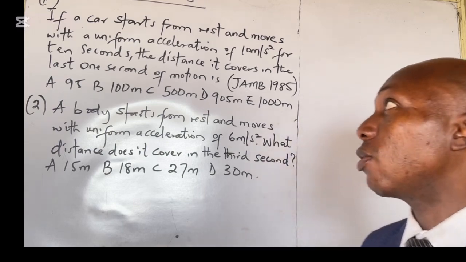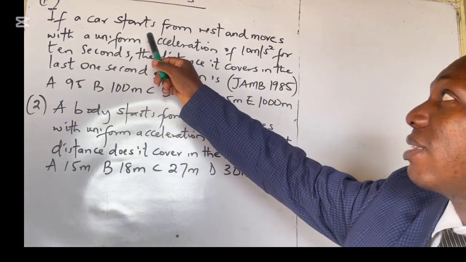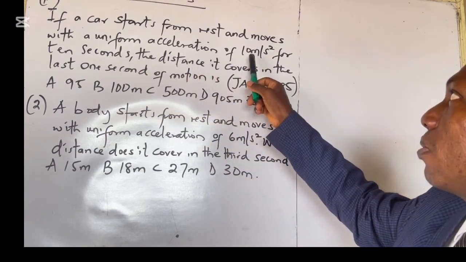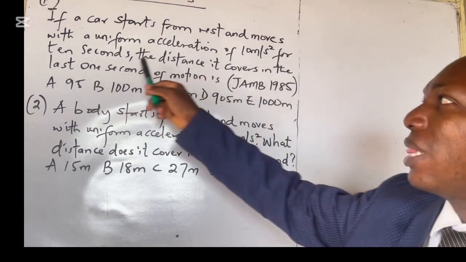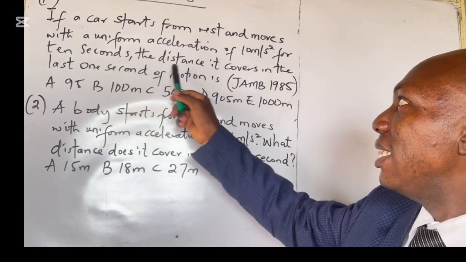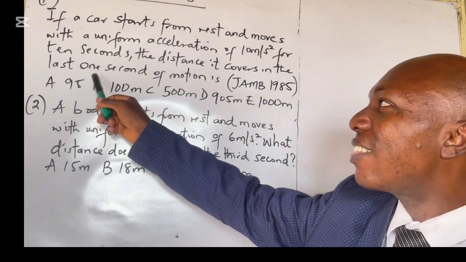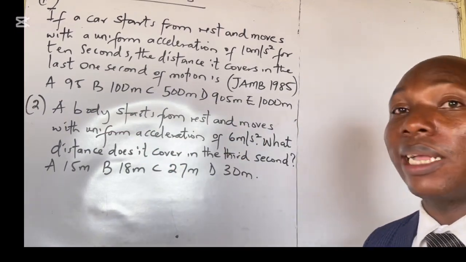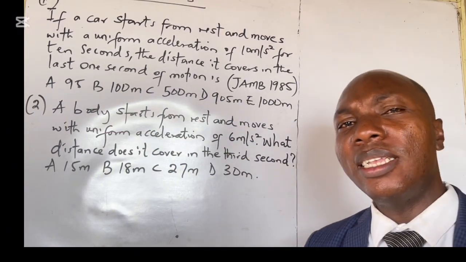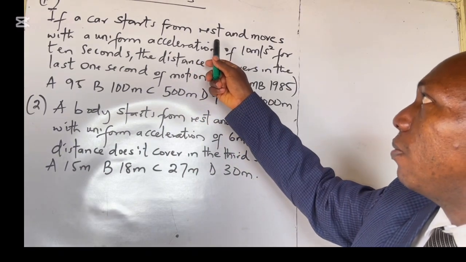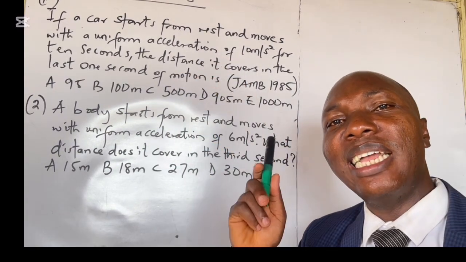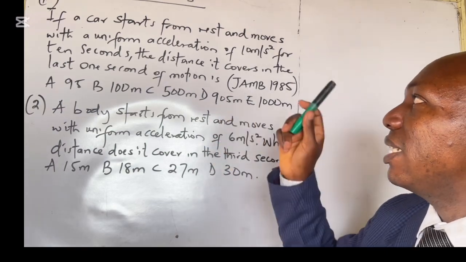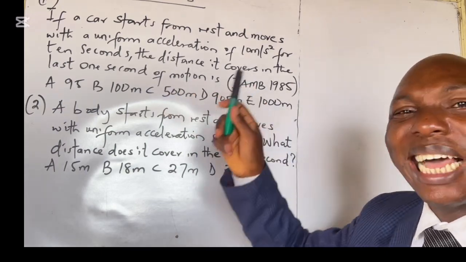Let's start with this question. If a car starts from rest and moves with a uniform acceleration of 10 meters per second squared for 10 seconds, the distance it covers in the last 1 second of motion is... so we are given the options. Don't forget, this body starts from rest, signifying that our initial velocity is 0. And we're asked to calculate the distance it covers in the last second.